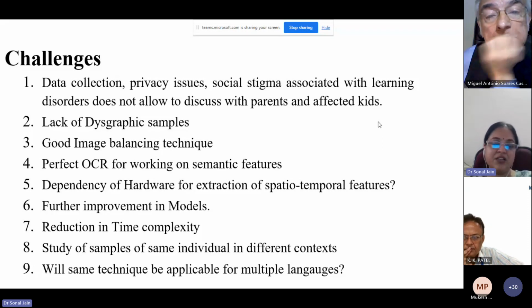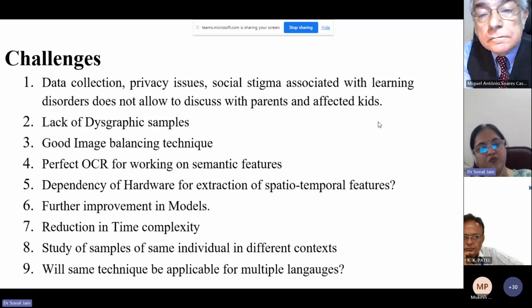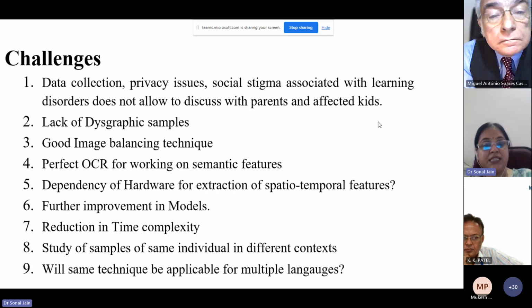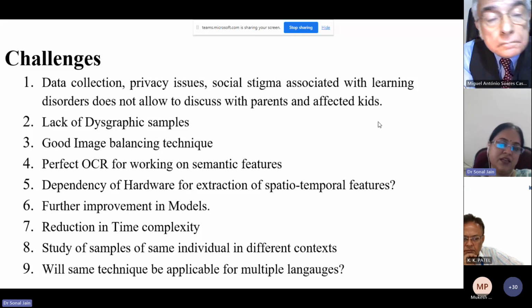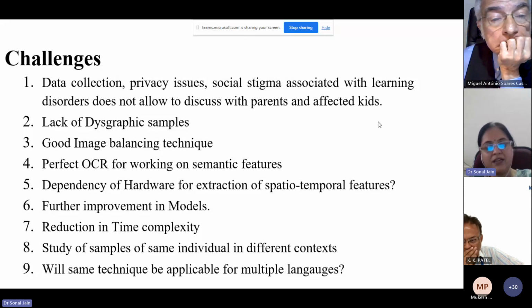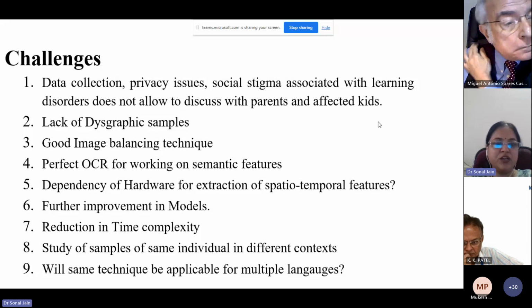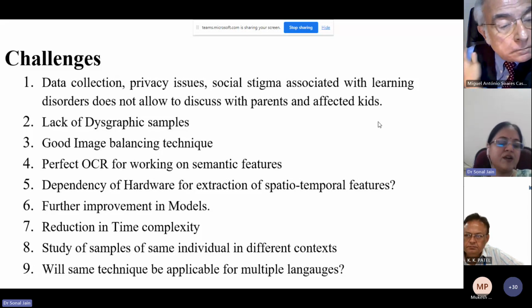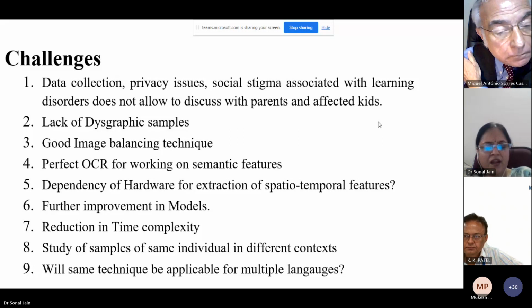We need a perfect OCR for working on semantic features, because we would like to find out spelling errors. We would like to find out whether the same word has been mistakenly written in a different way in the same paragraph. Maybe the word beautiful is coming 5 times in the same paragraph, and that kid would tend to write it correctly twice, and 3 times incorrectly. So to see these mismatches, we want the perfect OCR.